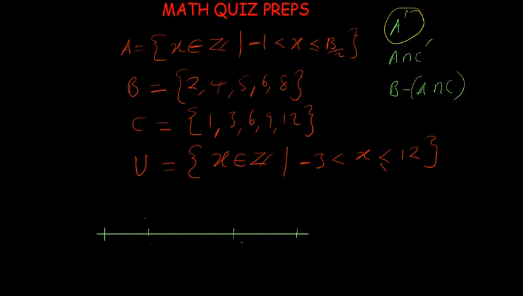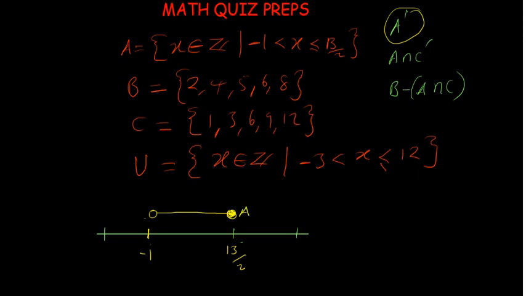So for question B, we want to find A intersect C complement. So we can first get our set A. Our set A is running from -1 up to 13/2. So we are not including -1, but we are including this portion. So this is our set A.